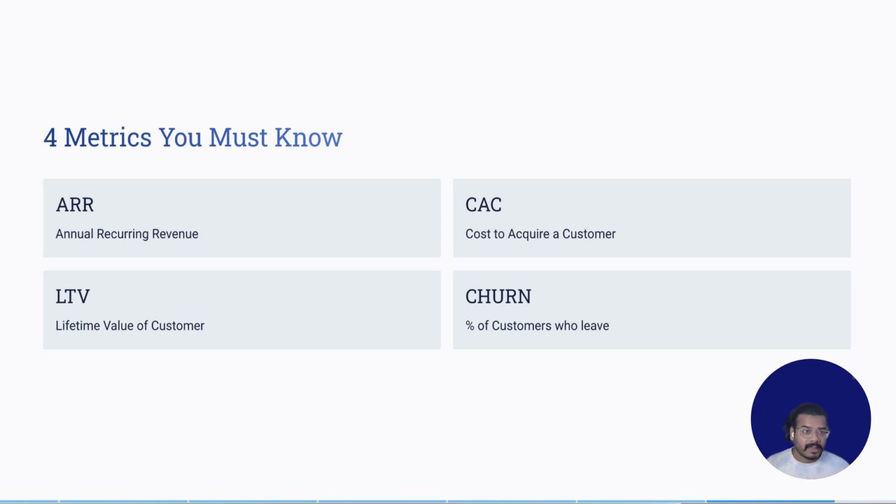Then comes CAC, that is customer acquisition cost, right? How much money did we spend on ads and sales salaries or commissions to get one customer? So let's say if you spend 100 rupees to get a customer who only pays you 50 rupees, then you're losing money, right? In the same way, let's say you spend 500 rupees to get a customer who pays you 5,000 rupees, then you are making profit. The customer acquisition cost is 500 rupees, and the remaining is the profit which comes in, right?